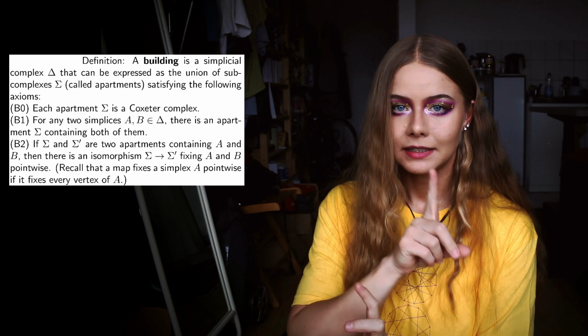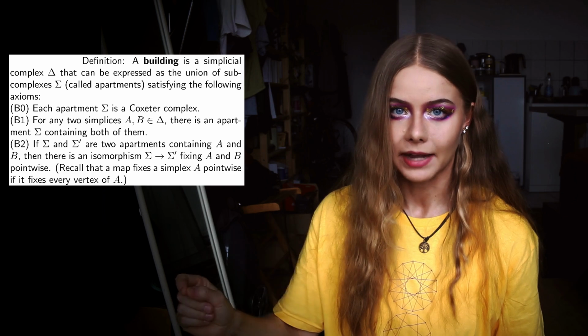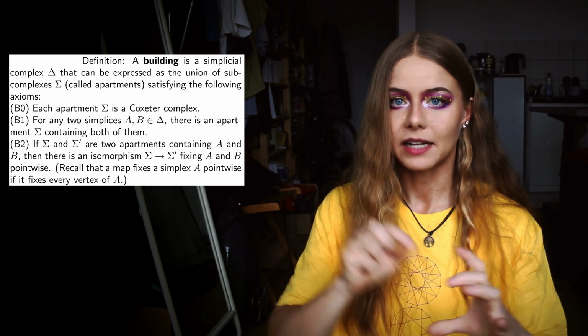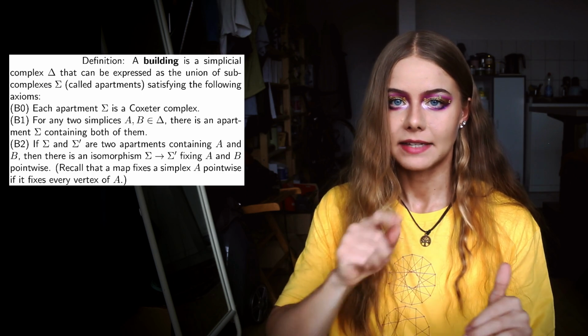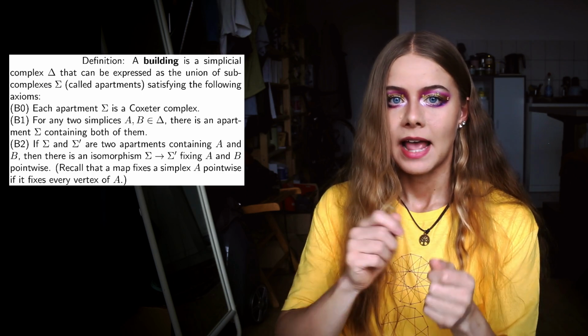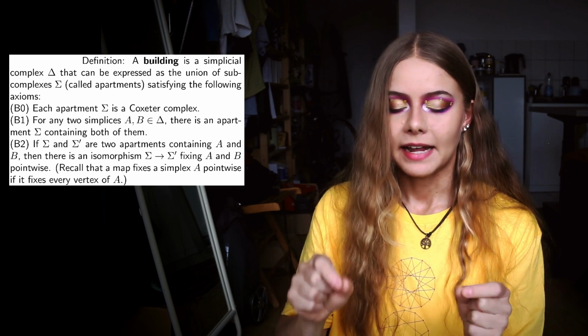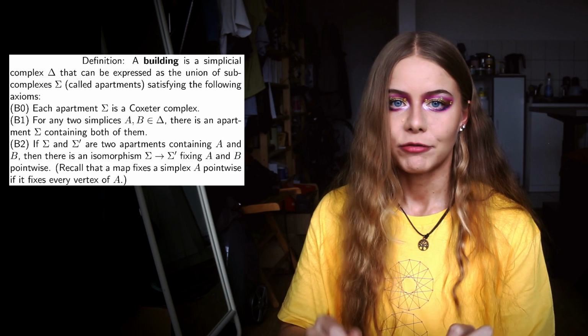So a simplicial complex delta is a building of type W, W being the Coxeter system, if first it is the union of Coxeter complexes associated to the Coxeter system W. Second, if for any two simplices there exists an apartment containing both of them. Third and last axiom, if we have two apartments, sigma and sigma prime, and two simplices, f and f prime, such that f is in sigma and f prime is in sigma prime, then there exists an isomorphism from sigma to sigma prime, fixing f and f prime pointwise.